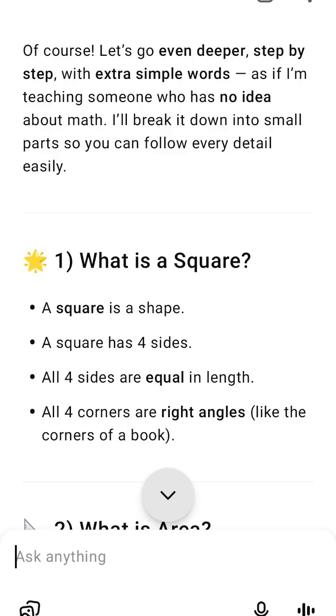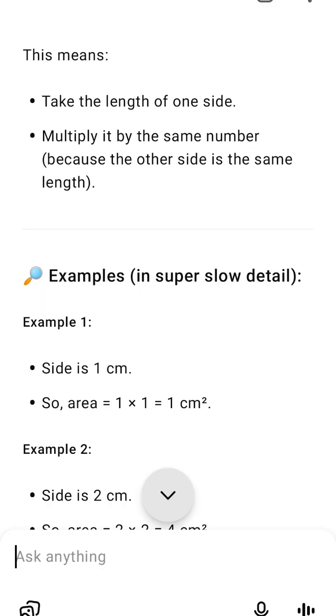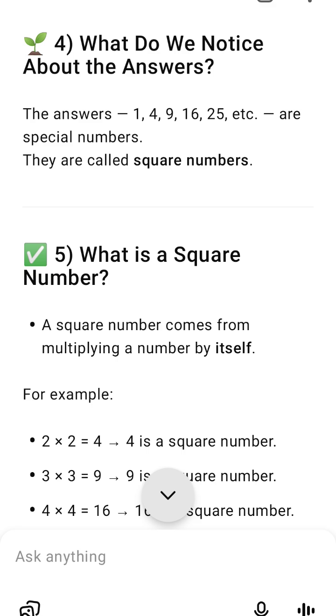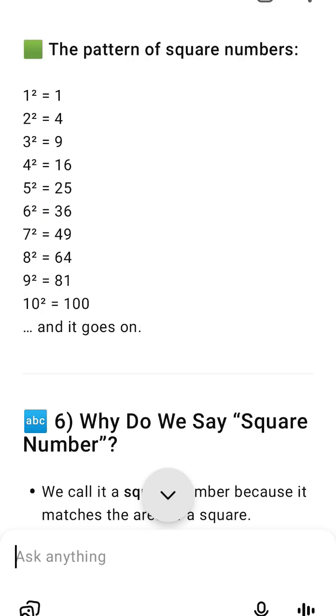Let's try with 32. 5 times 5 is 25, smaller than 32. 6 times 6 equals 36, bigger than 32. There is no whole number between 5 and 6, so no number you can multiply by itself to get 32. So 32 is not a square number. 8. Important words in simple English. Natural number: counting numbers starting from 1: 1, 2, 3, 4. Square number: a number made by multiplying a natural number by itself. Area: how much space something takes up inside.